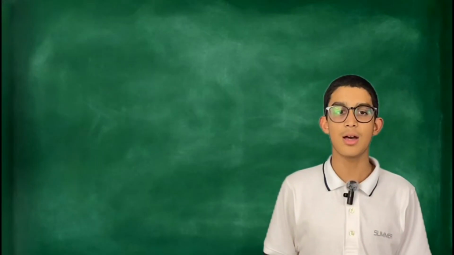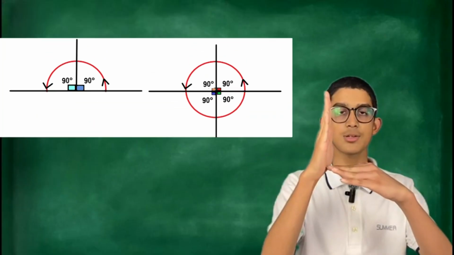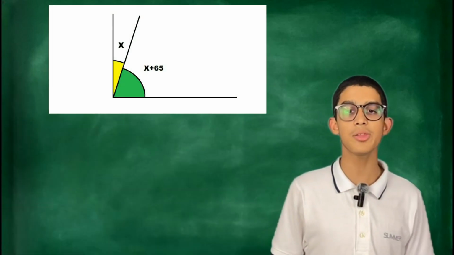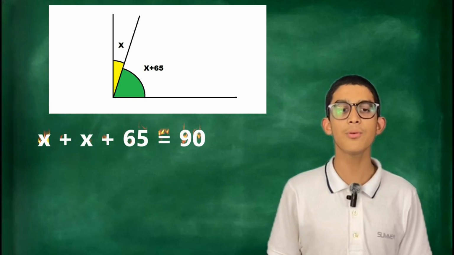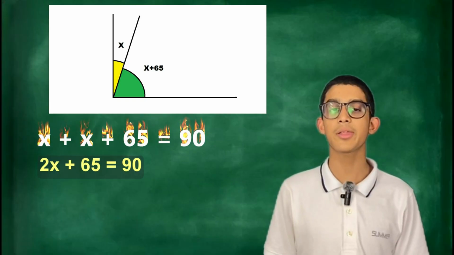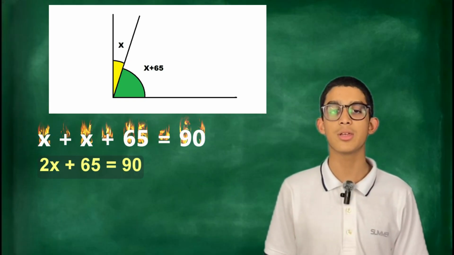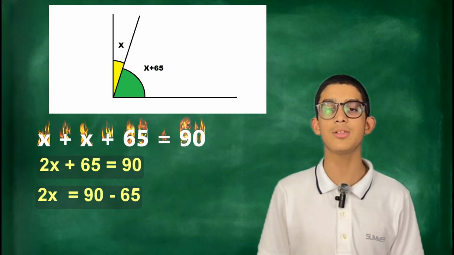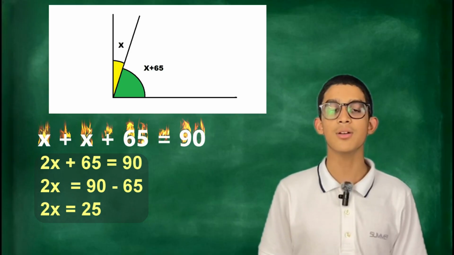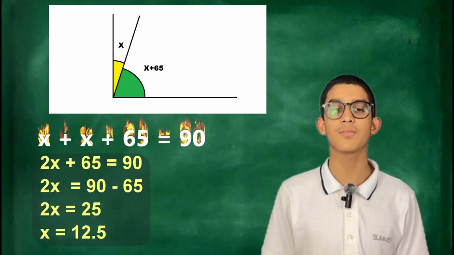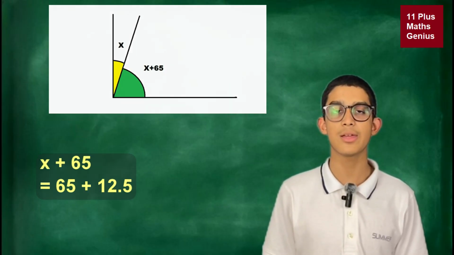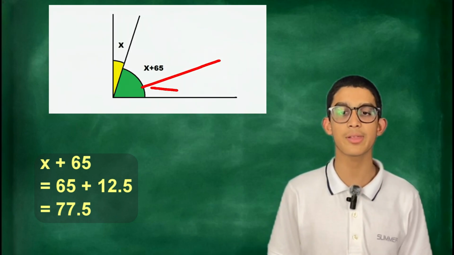Question number 4. A right angle is 90 degrees, just like my hand. So the sum of the green and yellow angles are 90 degrees. Therefore, x plus x plus 65 equals 90, or 2x plus 65 equals 90, or 2x equals 90 minus 65, or 2x equals 25, or x equals 12.5. So, the green angle is 65 plus 12.5, or 77.5 degrees.